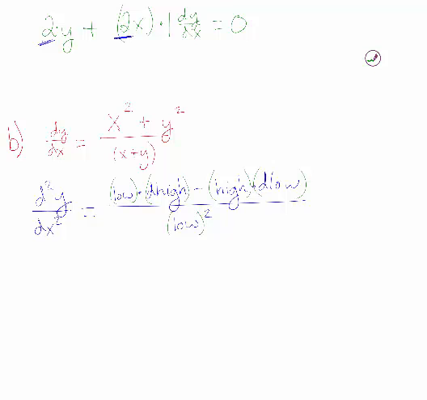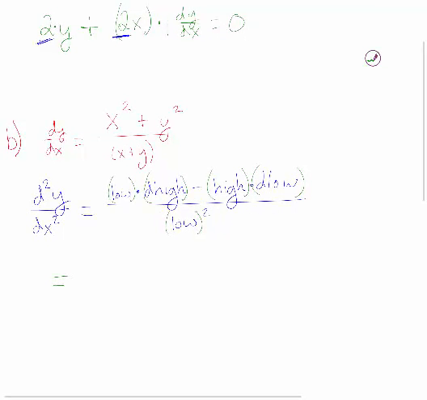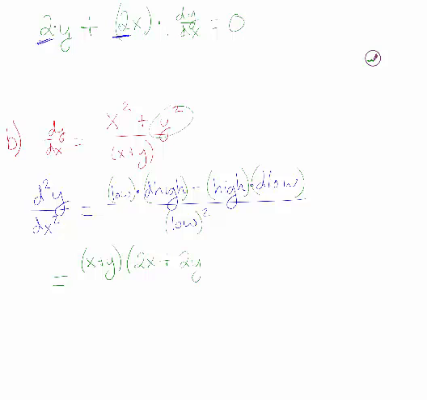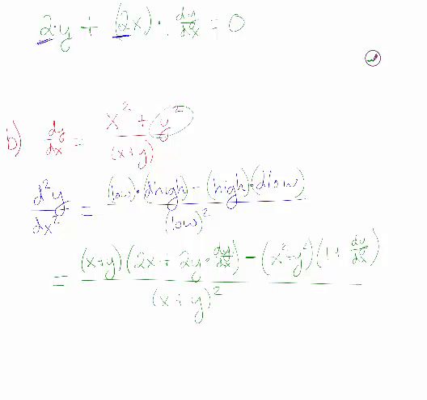So this would become, the low is x plus y, times 2x plus, another mistake is sometimes people forget to do 2y times dy over dx. So remember, it's still implicit. Minus, but notice how I have parentheses in both of these places. Minus now high, x squared plus y squared, d low would be 1 plus dy over dx, all divided by x plus y squared.